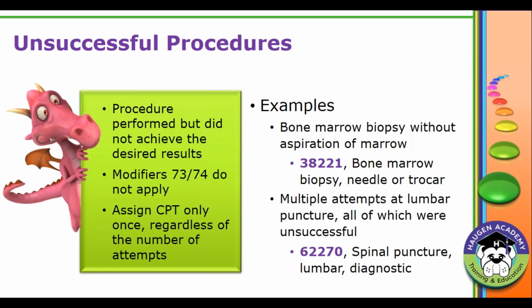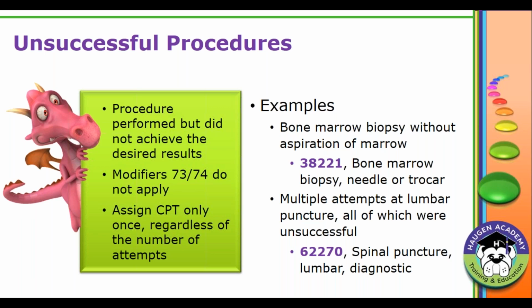We can't really have a discussion about discontinued procedures without talking about unsuccessful procedures, and this happens quite a bit. You have a procedure that was performed, but it did not achieve the desired results. And modifiers 73 and 74 don't apply in this situation. You still assign the CPT code, even though it was unsuccessful, regardless of the number of attempts.